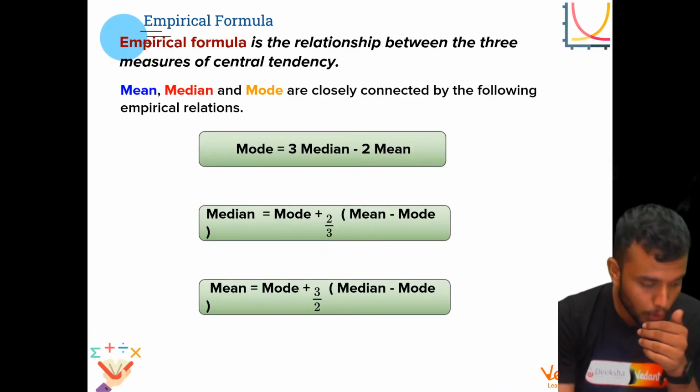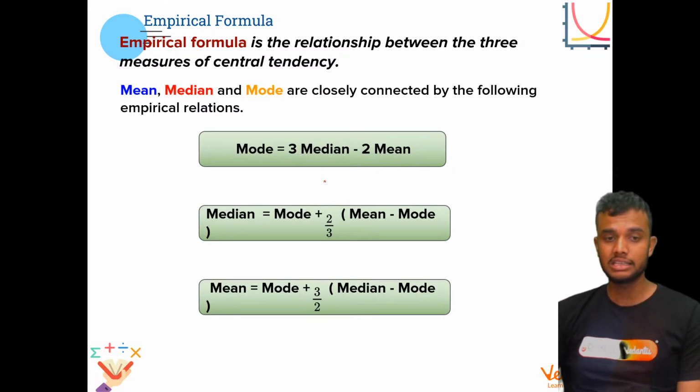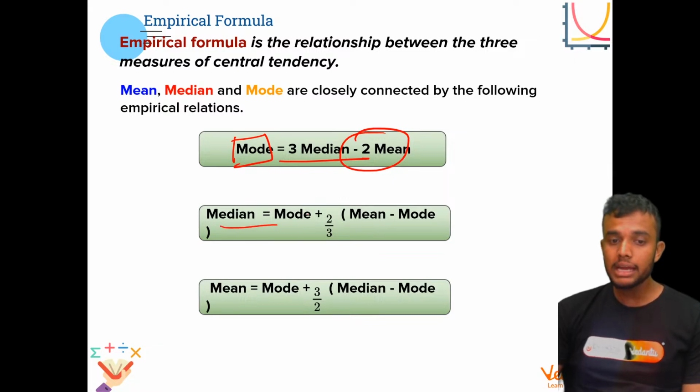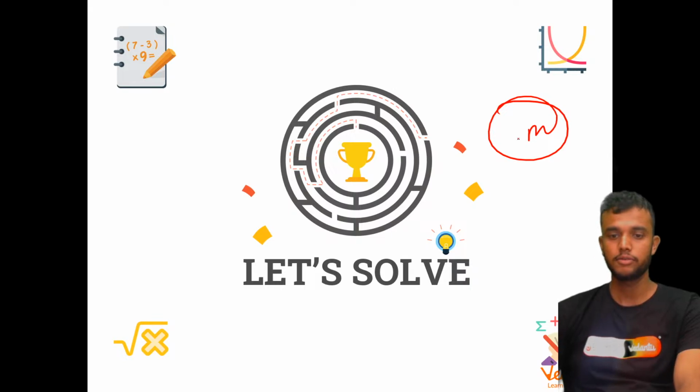Then for mode, the very important step, the empirical formula. This is an empirical formula. Mode is given by 3 median minus 2 mean. Median is given by mode plus 2 by 3, this one. Very important, 3 marks, definitely they ask in your exam.